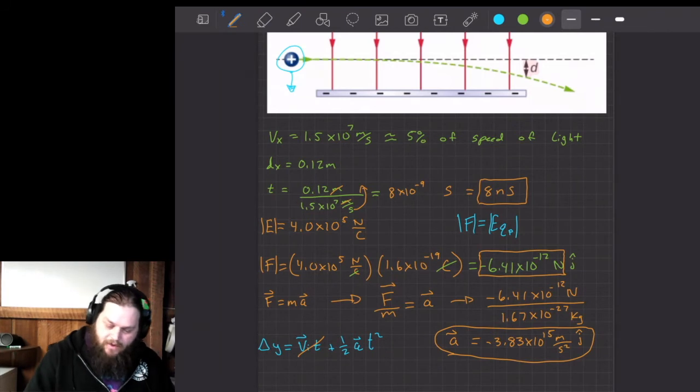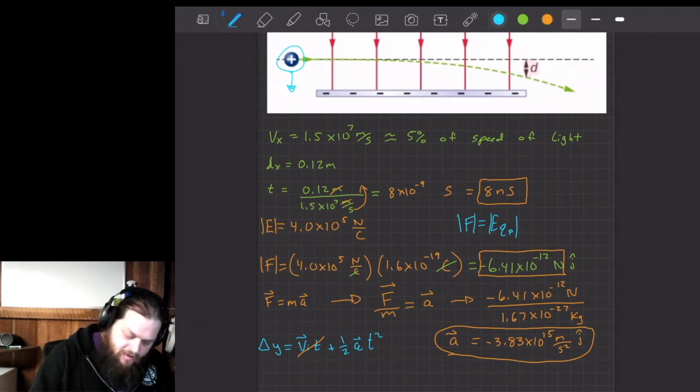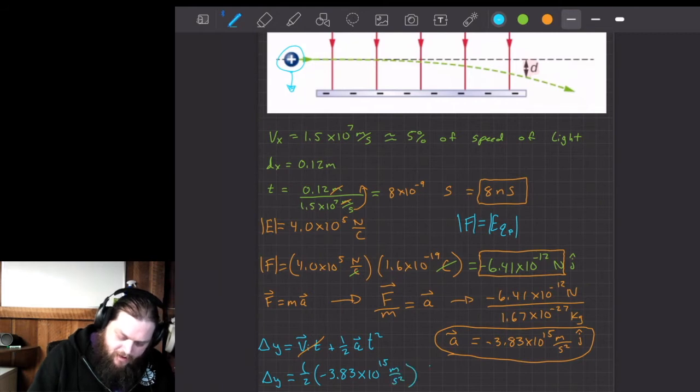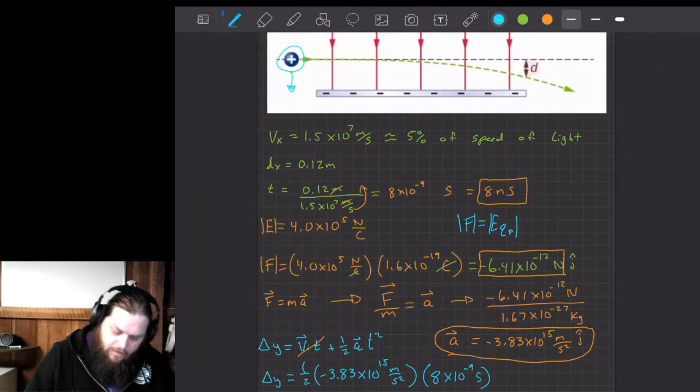We have now solved for the acceleration and we know the time, which means we can solve for delta y, which is equal to 1/2 times our acceleration, negative 3.83 times 10 to the 15th meters per second squared, times our time, which is 8 nanoseconds. That's 8 times 10 to the negative 9 seconds. And when you plug it into the calculator, I got negative 0.245 meters.